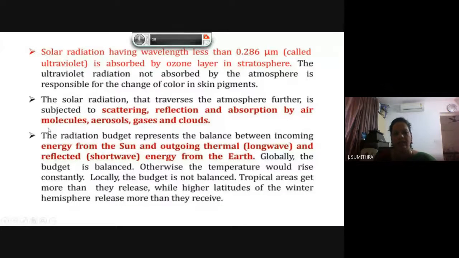As I mentioned earlier, the solar radiation that reaches the earth is partly scattered and reflected, and the remaining part is absorbed by air molecules like aerosols, gases, clouds, etc. We always have to maintain a balance between the incoming and outgoing energy. Globally speaking, there should be some balance, otherwise the temperature of certain regions will be higher than that of the next. For example, the tropical areas get more energy than they release, and similarly the higher latitudes of the winter hemisphere release more energy than they receive.